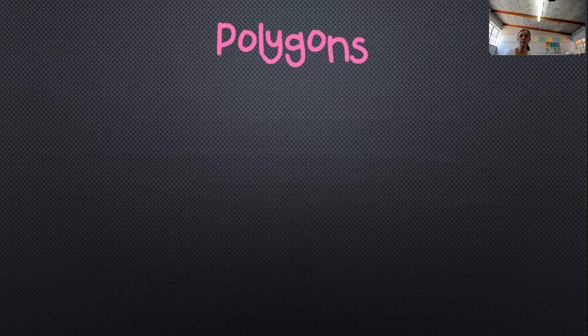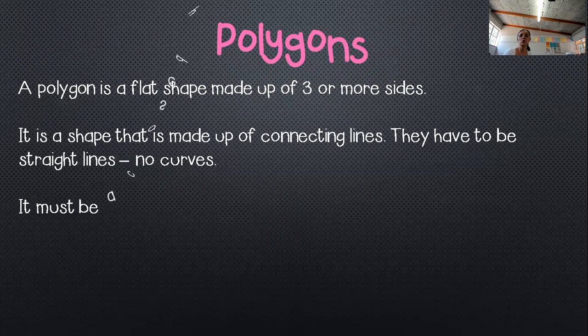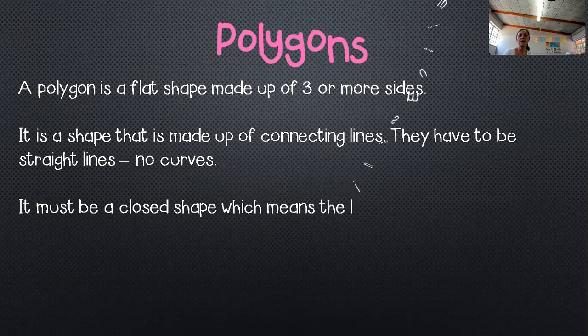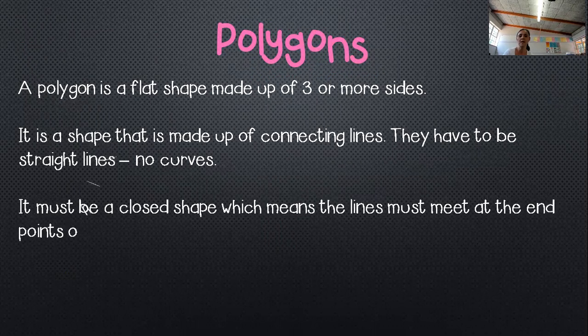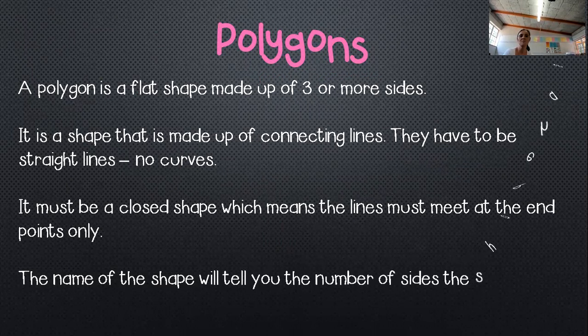Then polygons. Now, a polygon is a flat shape, and this is made up of three or more sides, so those straight lines that meet. It is also a shape that is made of connecting lines. They have to be straight lines. No curves will make up a polygon. It also has to be a closed shape. This means that all of the lines must meet at the points only. So there can't be inside lines. It can only be the outside lines that meet at a point. Then the name of the shape will tell you the number of sides that shape has, and we'll discuss that a little bit later.